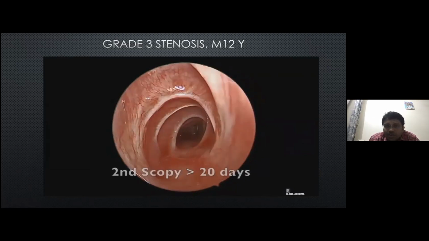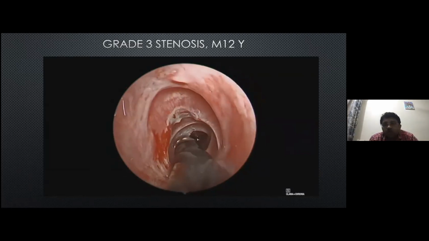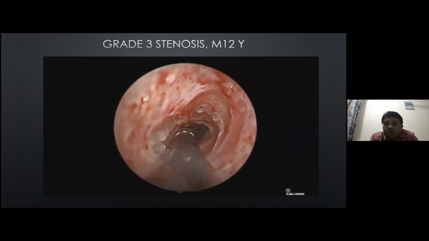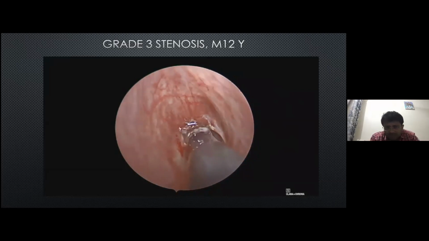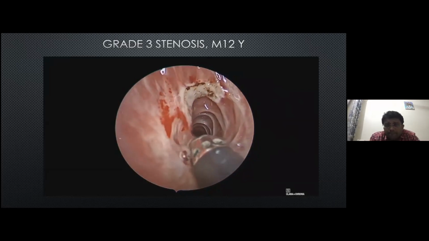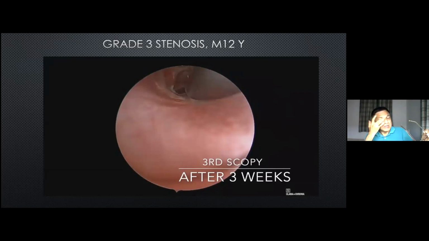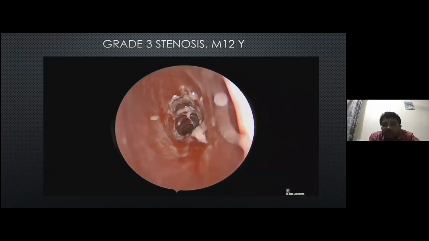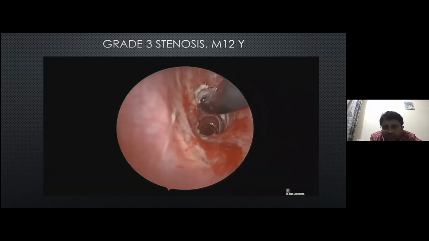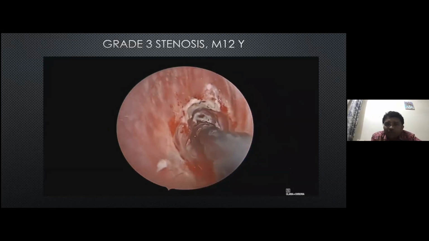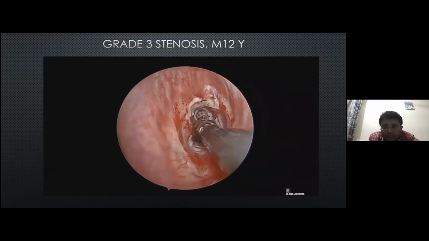You can still see the tracheostomy is still there. The results were really quite good, beyond my own belief. So I thought, okay, let's try again, to see if we can open up these small ridges further. This is the third scopy, after 3 more weeks. Every time we did the procedure, we infiltrated the steroids and applied topical steroids as well.